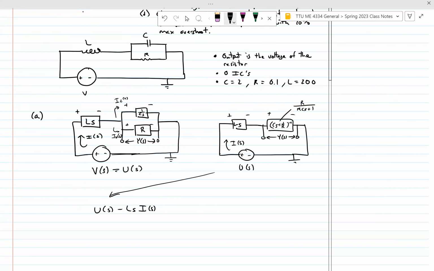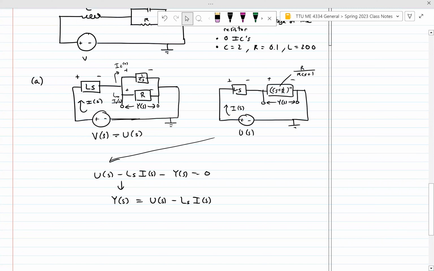That is equivalent voltage minus R over RCS plus one times I of S. Or you could just say that's Y of S, right? So using the voltage law here. Okay. And then you were saying to solve for Y of S. That's clever. I didn't personally do it that way, but that's actually a clever way to go about doing it.